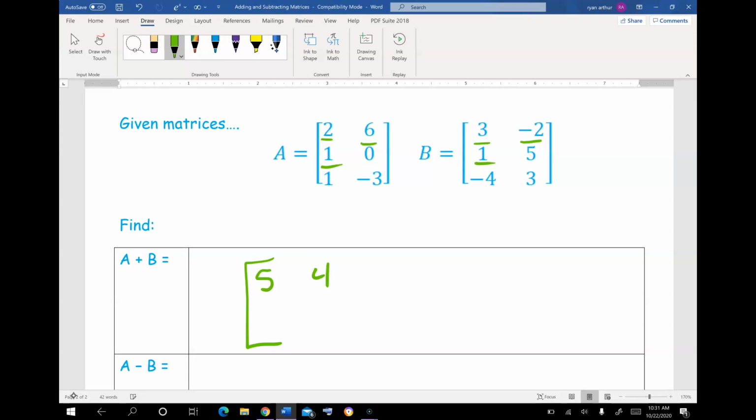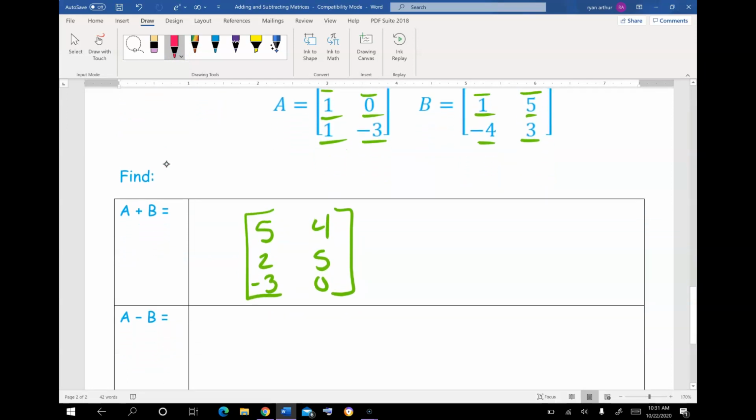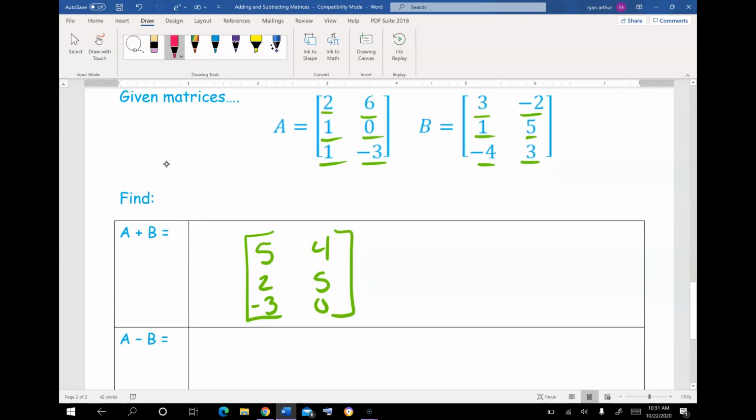1 plus 1 gives me 2. 0 plus 5 gives me 5. 1 plus negative 4 gives me negative 3. Negative 3 plus 3 gives me 0. And that's your answer, okay? All right. The next one says I want to subtract A and B, okay? So I want to subtract it now.